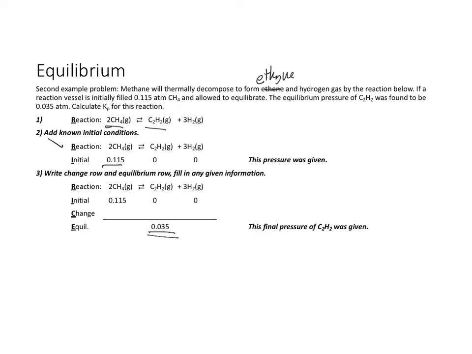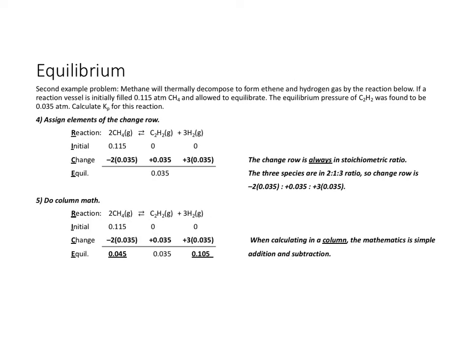So once again, here's my reaction. My initial conditions were that I have 0.115 atmospheres of CH4. Here's those same 2 rows again. We'll calculate the change row in just a moment. We know one other piece of information from the problem statement, and that's that the equilibrium pressure of C2H2 is 0.035. Notice now that we can calculate this column. We can assign the elements of the change row because we know that if C2H2 went from 0 to 0.035, it had to increase by 0.035.